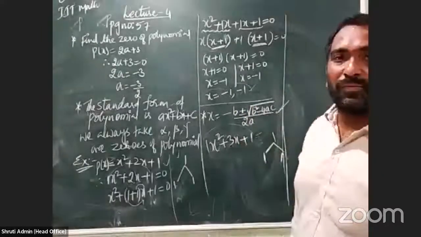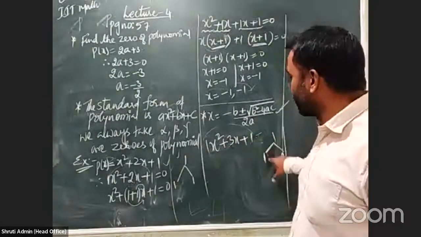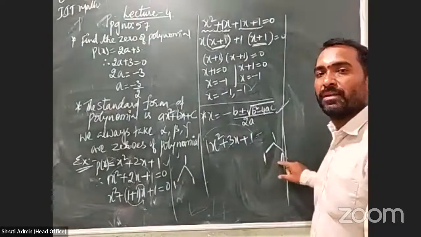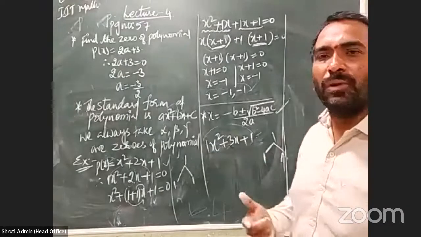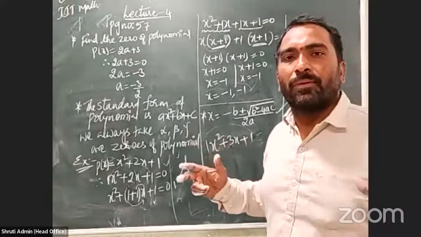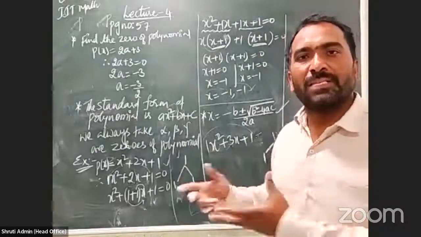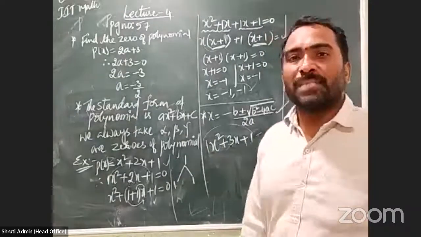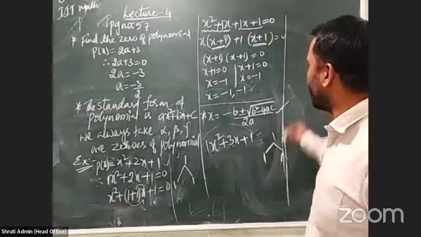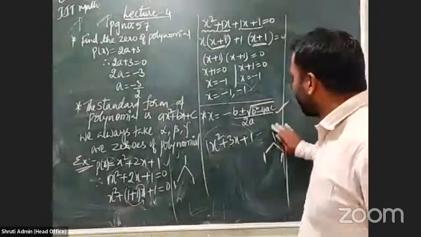But coming to x square plus 3x plus 1, 1 into 1 is 1. The factors for 1 are 1 and 1. Either by adding or by subtracting, it is not equal. So what do we do? We don't leave that problem. We cannot say that zeros do not exist for this polynomial. They must exist, but there is some other formula. This is the formula.